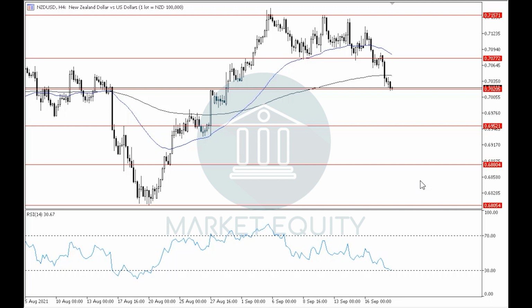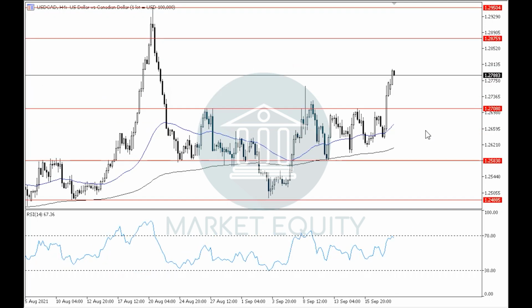Let's move on to the US dollar versus the Canadian dollar. In the previous videos we said that the pair has formed an inverted head and shoulders pattern, and we said that by breaking upwards to level 1.2710, it will support the start of the uptrend in the 4-hour time frame, which will continue to target around level 1.2875, then 1.2950.